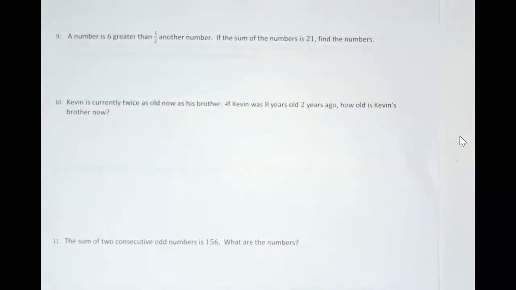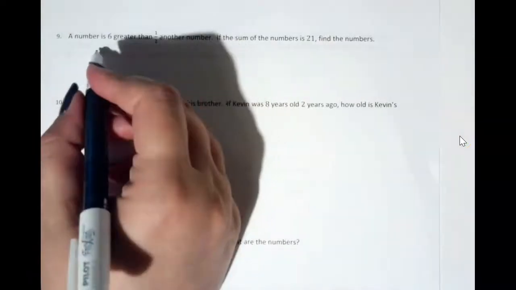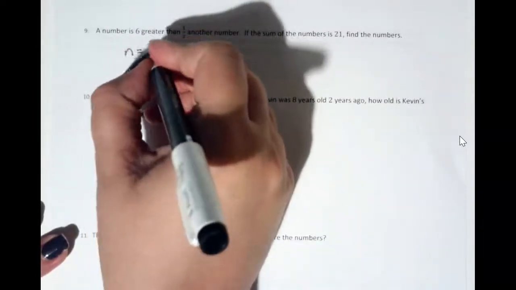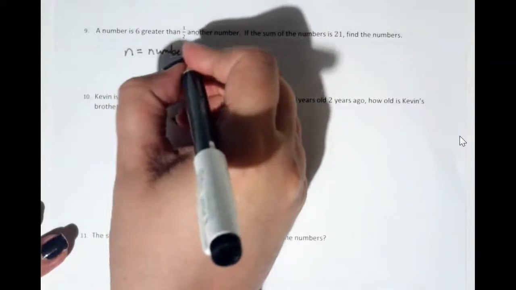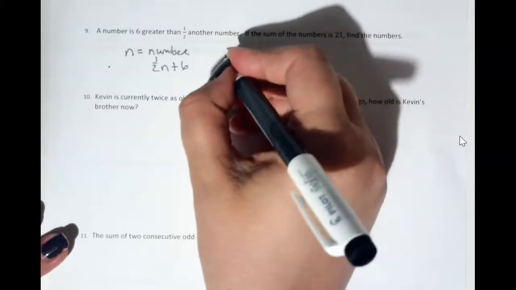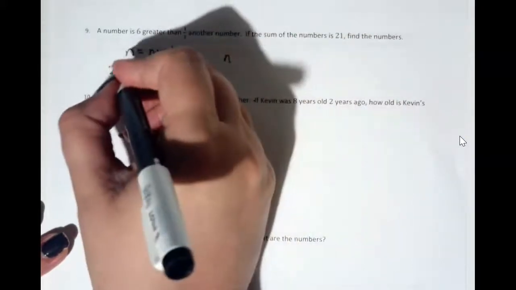Part 2 of Lesson 8 Problem Set. A number is 6 greater than 1/2 of another number. The sum of the numbers is 21. Find the numbers. So n is the number, 6 greater than 1/2 of the number. So that's the second number.